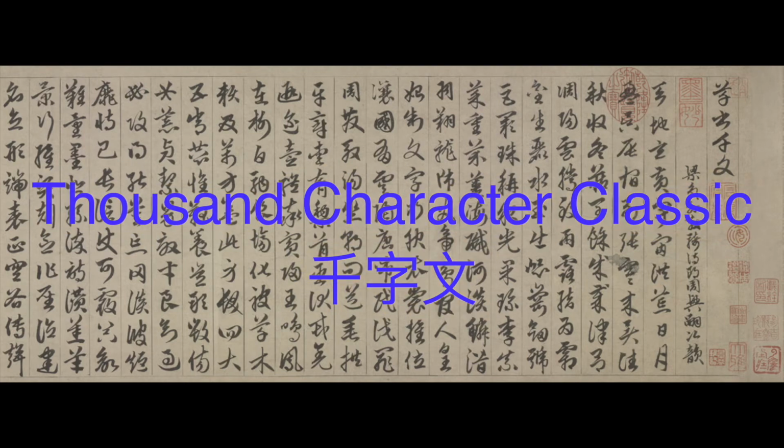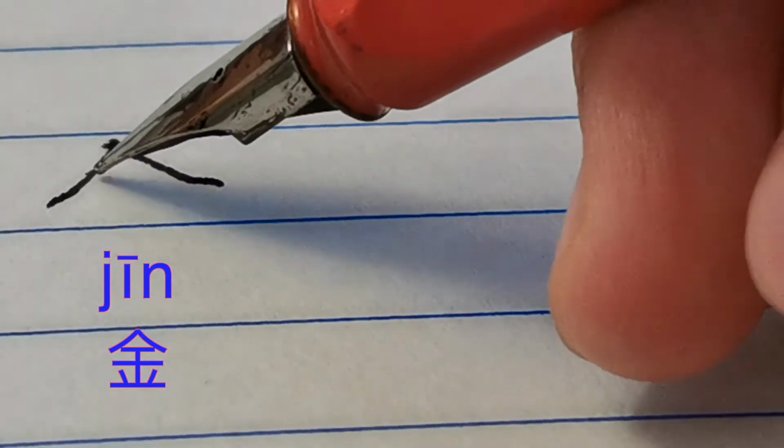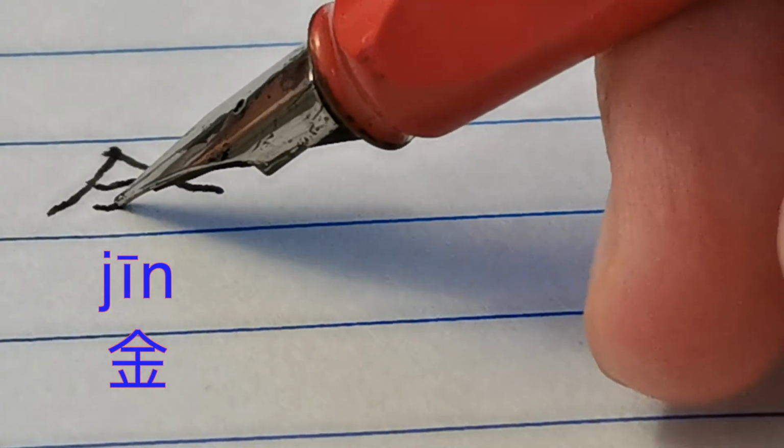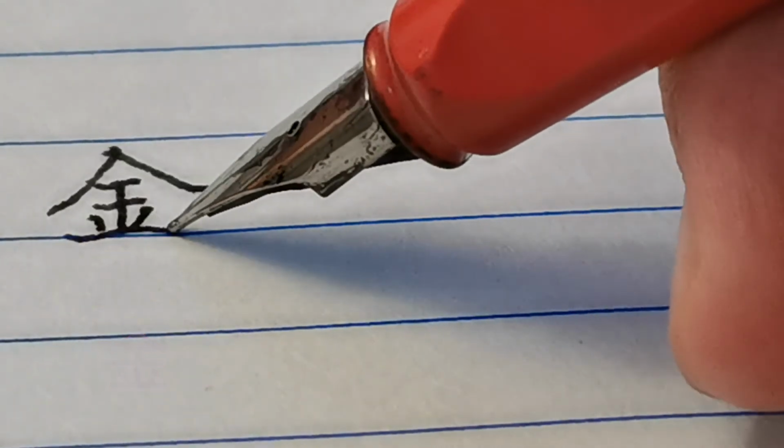Last time we covered the formation of rain and dew, what about this time? I'll first write in pen, then I'll explain what each word means when writing using a brush. Here we go. The first character is 金, and I'm writing the simplified version of this character.